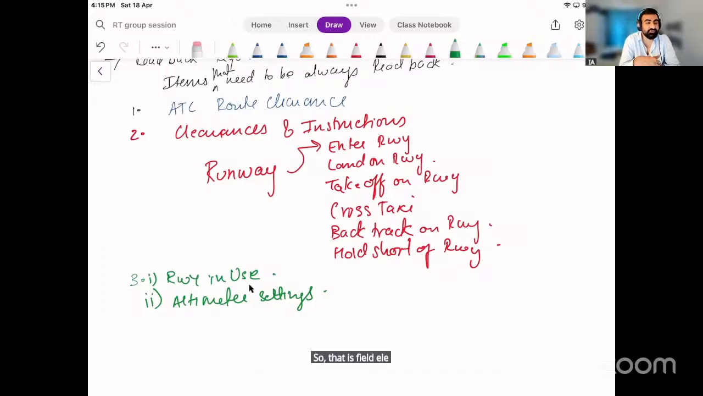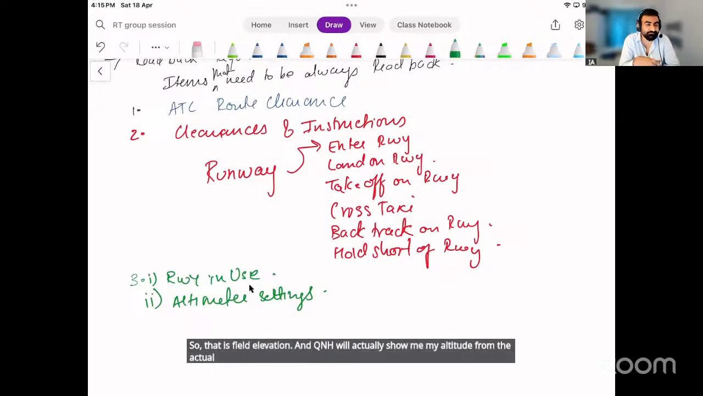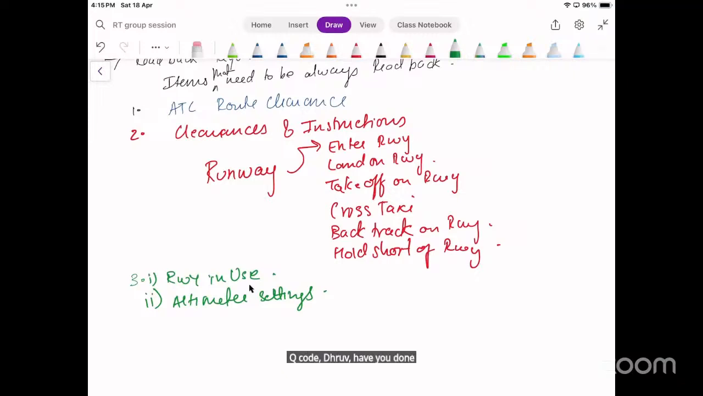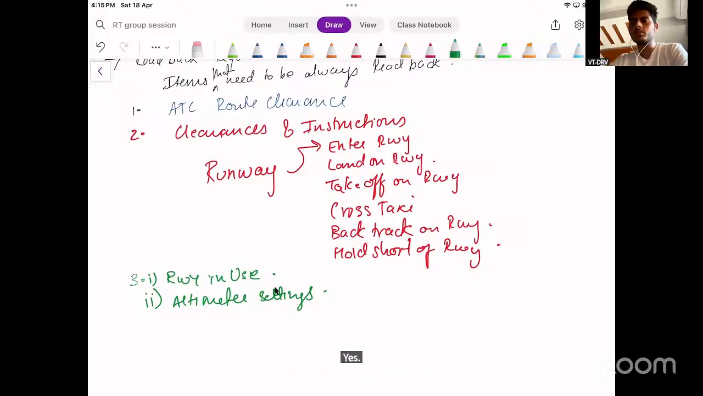And QNH will actually show me my altitude from the actual mean sea level. We do it till transition point, right? And after transition layer, what do we do? Q code. Have you done these things? Yes, QNE, sir. QNE. 1013. QNE. So QNH and QNE.